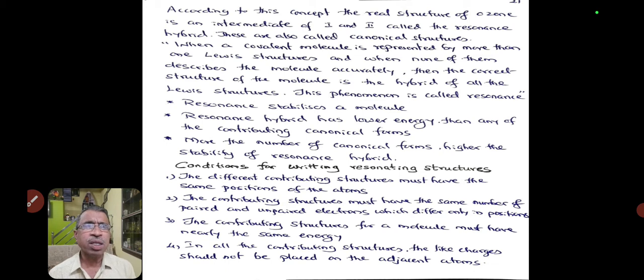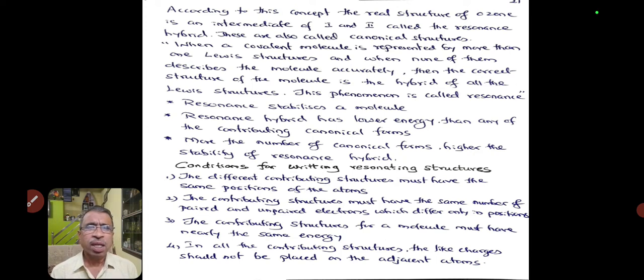Resonance stabilizes a molecule. Resonance hybrid has lower energy than any one of the contributing canonical forms. More the number of canonical forms, higher the stability of resonance hybrid. Now let us study what are the conditions for writing resonating structures.